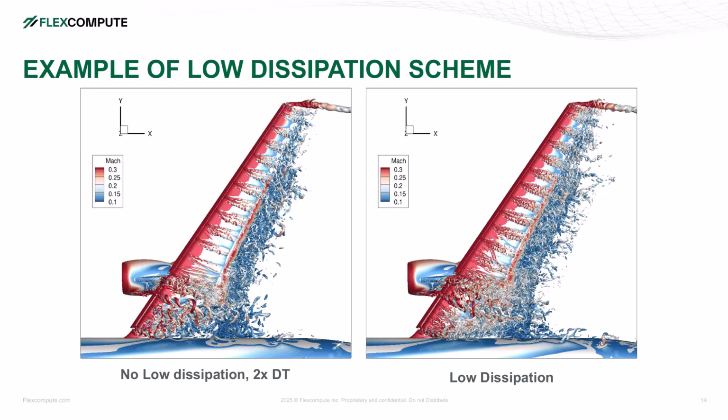Here's an example of the same case with and without low dissipation. On the left, you can see there is no low dissipation, and the turbulent structures are somewhat under-resolved. On the right, with low dissipation turned on, the turbulent structures are much more resolved.